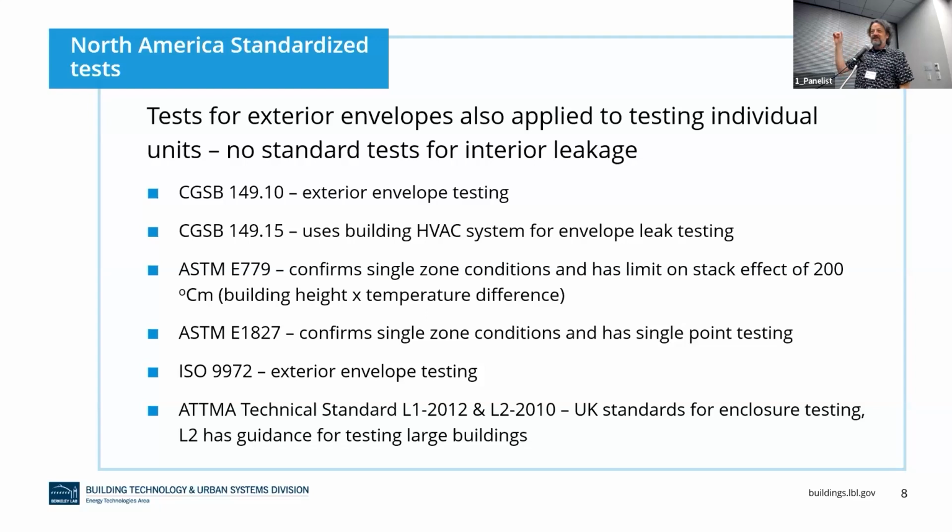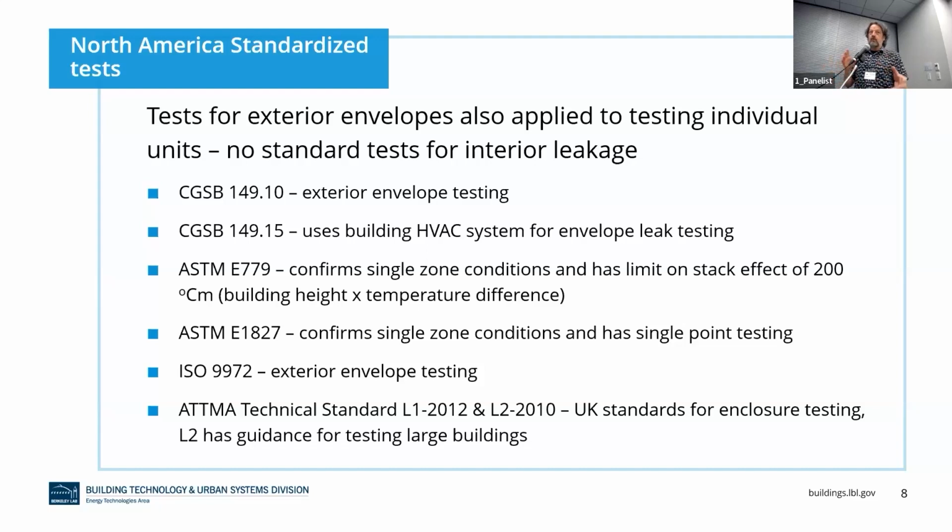Anyway, the one test to add to here is a test by an organization called ResNet. And ResNet represents the home energy raters in the US. And they do a lot of testing of buildings. And they developed this test method to specifically test the leakage of apartments.